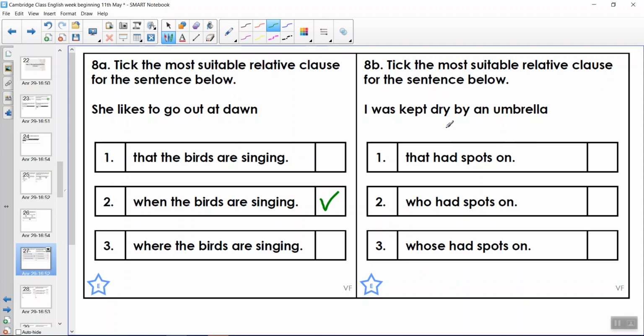I was kept dry by an umbrella that had spots on. Who had spots on? Whose had spots on? Well, that is the relative pronoun we use when we're describing a thing. Let's just check that sentence. I was kept dry by an umbrella that had spots on.